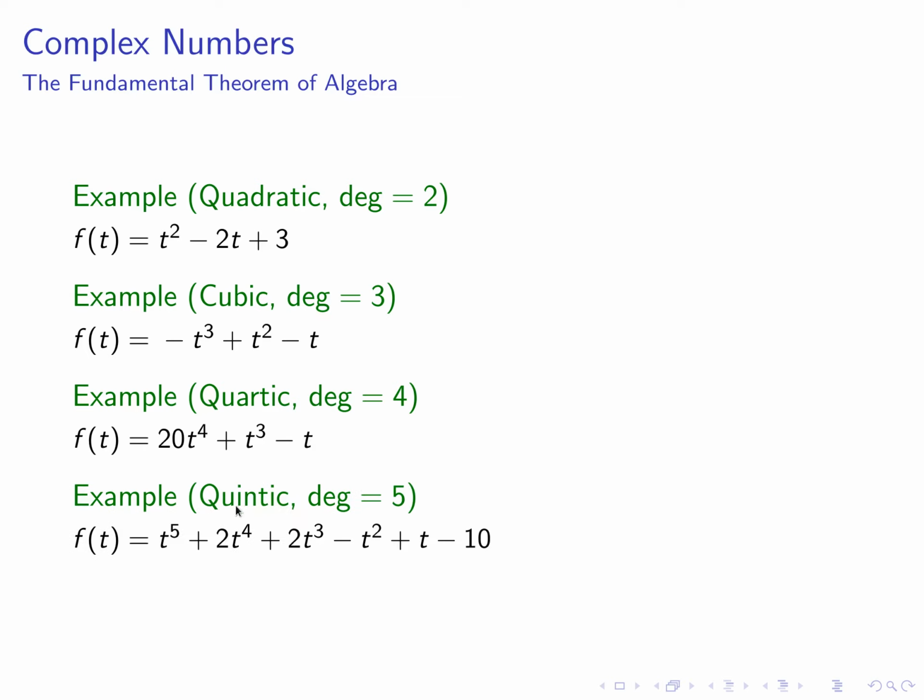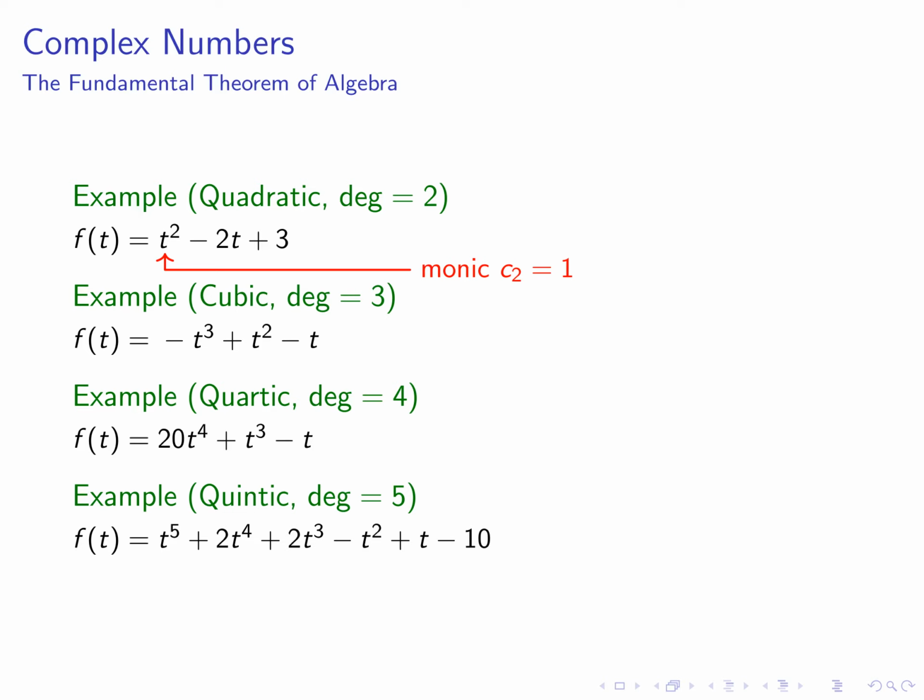And here's an example of what's called a quintic polynomial. This polynomial is t to the fifth plus 2 times t to the fourth plus 2t cubed minus t squared plus t minus 10. We say this polynomial is quintic, and what we mean by that is that the degree is equal to 5. The largest exponent in any one of these terms is in the first term here, where we have t raised to the fifth.